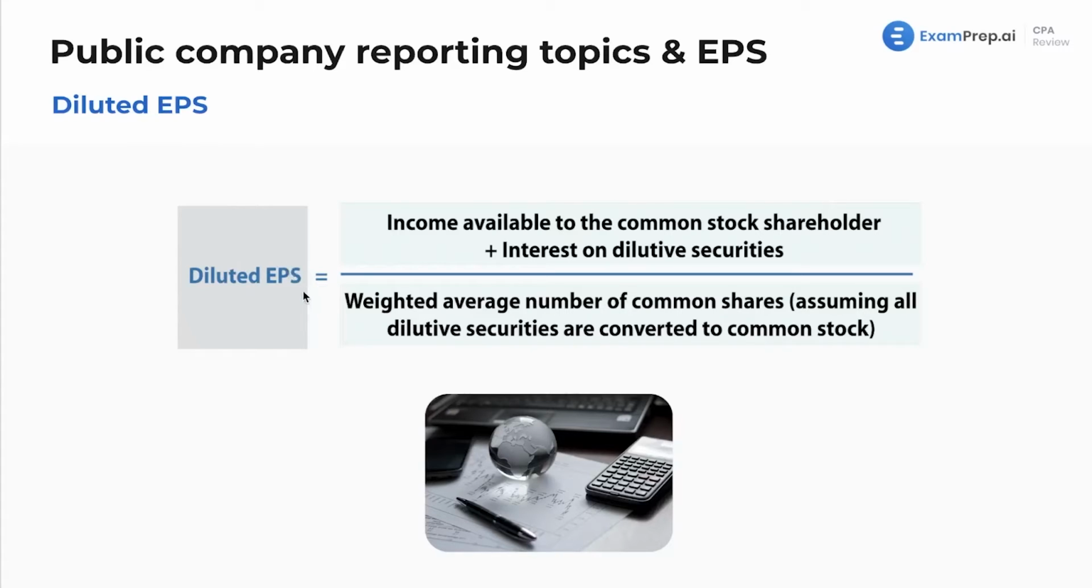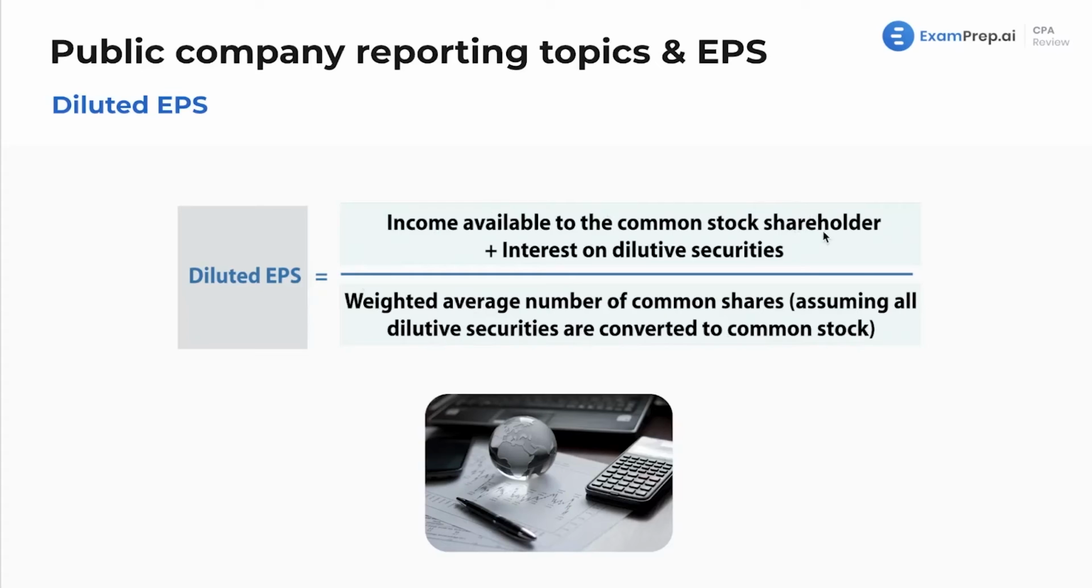Diluted earnings per share is a little bit more conservative, like I said. So this is income available to common stockholders plus interest on dilutive securities, and then divided by weighted average number of common shares, assuming all dilutive securities are converted into common stock. So why is this important? Yes, we could have 1 million shares outstanding, but maybe there are some bonds outstanding, and those bonds are convertible bonds. Convertible bonds are bonds where, instead of holding that bond, you can choose to convert it to common stock, and the company has to issue more and give you some.